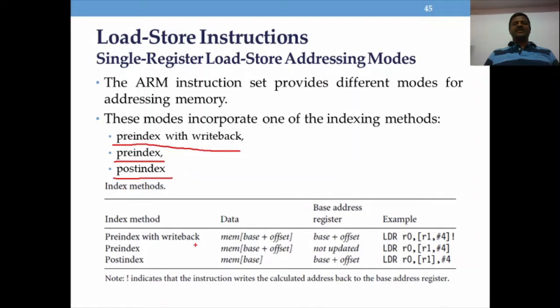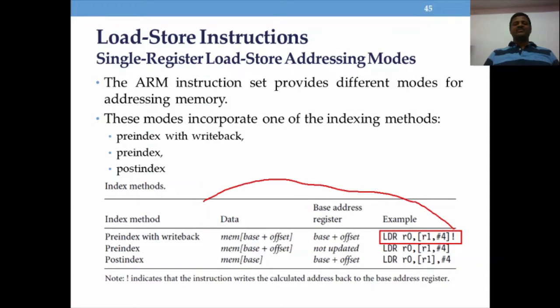In pre-indexing with write back, it will add the content of the base register with the offset first. Whatever effective address is generated after adding these two, from that memory location, the data stored is copied to the destination register. Let's look at one example here. LDR R0, in square bracket R1, comma hash 4, close the bracket, and outside the bracket an exclamation symbol is used. The meaning of the exclamation symbol is the write back.